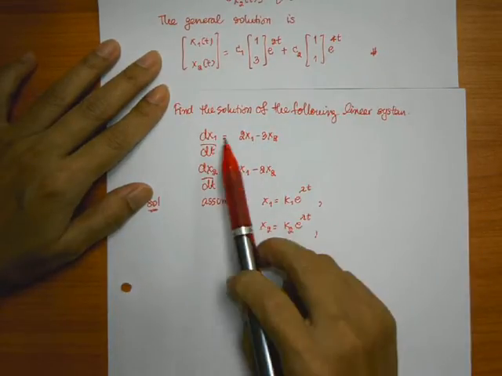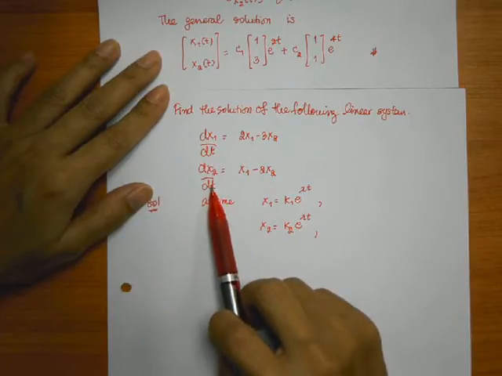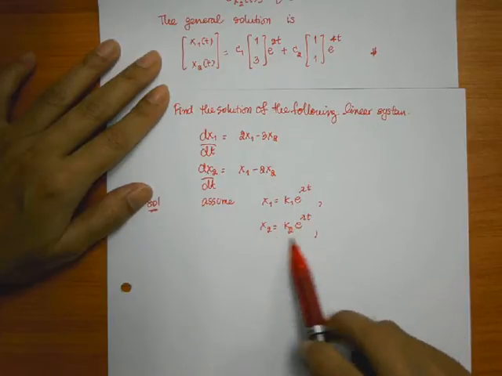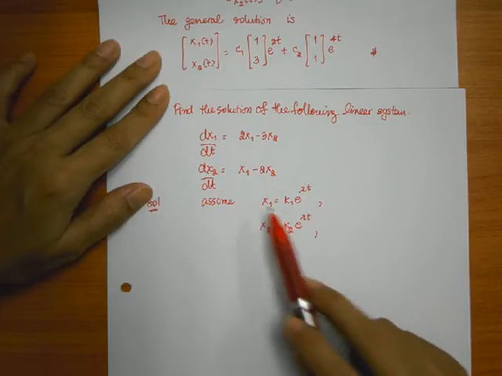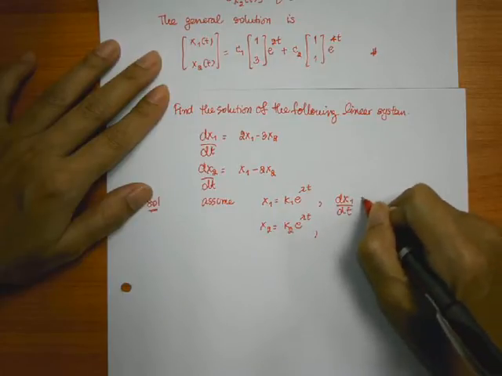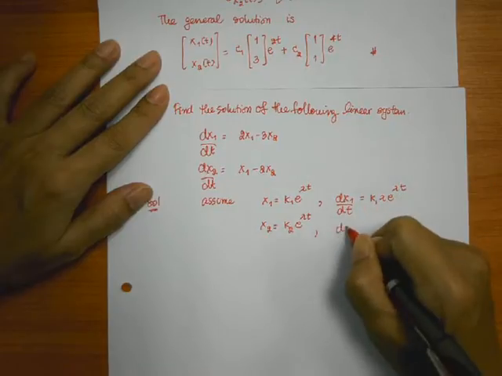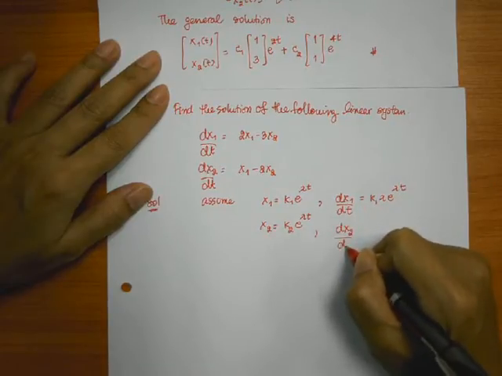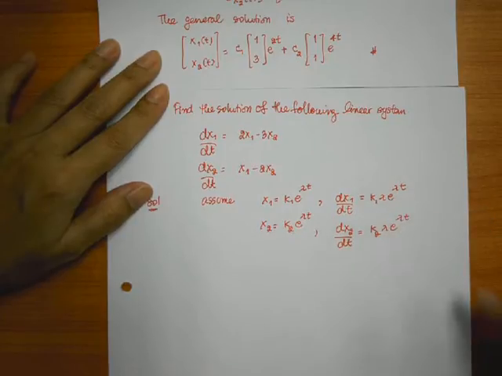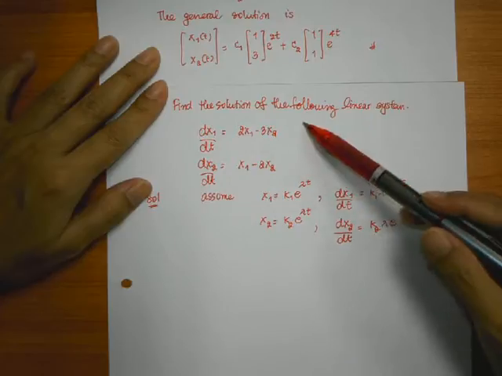And in our linear system, we have first derivative of x1 by t and first derivative of x2 by t. So we got to do the first derivative of our assumption and then plug it back in the equation. Okay, so we would get dx1 by dt is equal to k1 lambda exponential of lambda t, and again for x2 we would get k2 lambda times exponential of lambda t. After we got this, then we just plug everything back into our linear system.